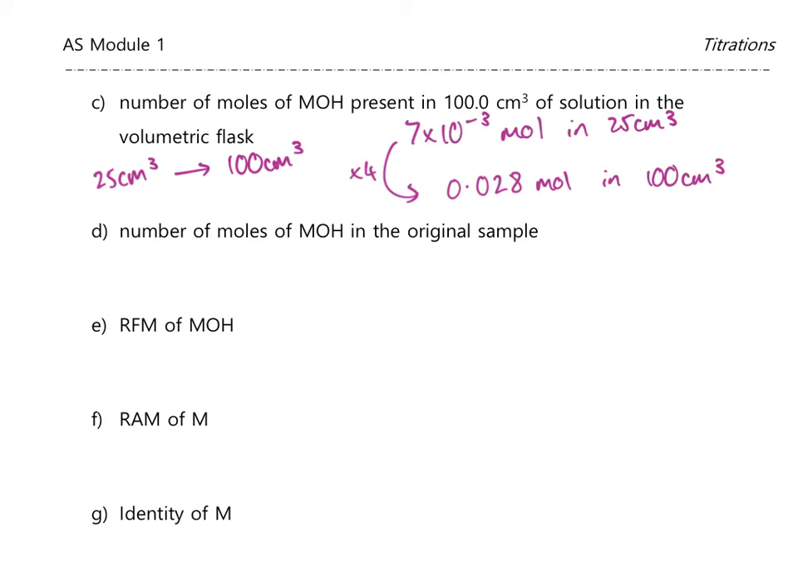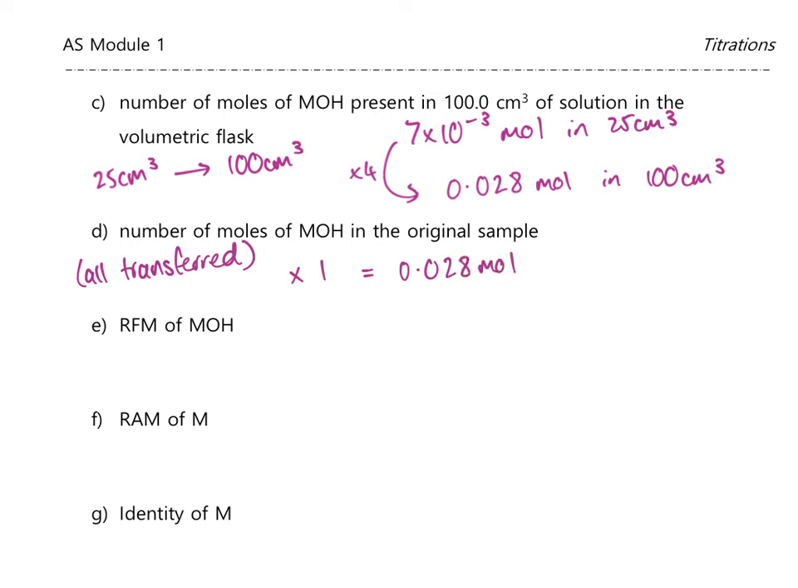Part D then asks for the number of moles of metal hydroxide in the original sample. Well, at this stage you need to remember and look back at your diagram that you transferred all of your 1.57 grams of your solid original sample into the volumetric flask. So that's just the same as the previous question. If all of our metal hydroxide was transferred into the volumetric flask, then the number of moles in the original sample is the same as the number of moles in the volumetric flask. So essentially I'm just timesing by 1, it's the same answer, so it's 0.028 moles.